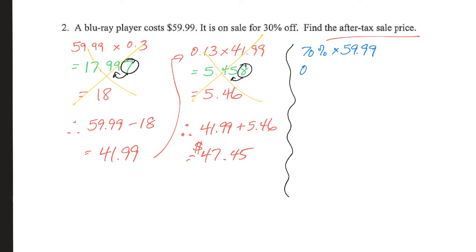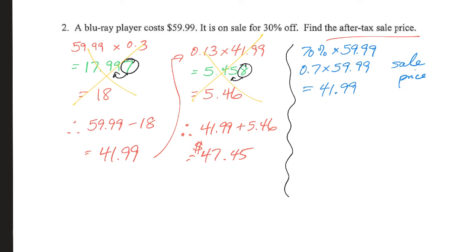You would go straight to 0.7 times $59.99. Go ahead and push buttons. What does 0.7 times $59.99 come out to? 41.993. And there we go. And that 3 is going to keep the 9 as it is. And so what did we find right off the bat? We found the sale price. Don't go to how much came off. Just find the sale price.